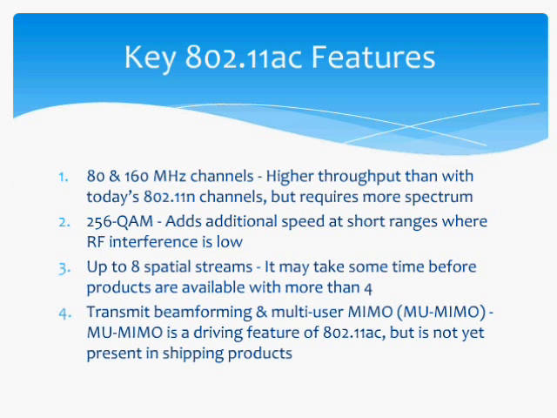And really, if you want to break this down, there are really four key features that distinguish 802.11ac from what came before. The first is wider channels. So just as 802.11n added a 40 megahertz channel to increase the speed over the 20 megahertz channels that had come before, 802.11ac adds 80 and 160 megahertz channels.